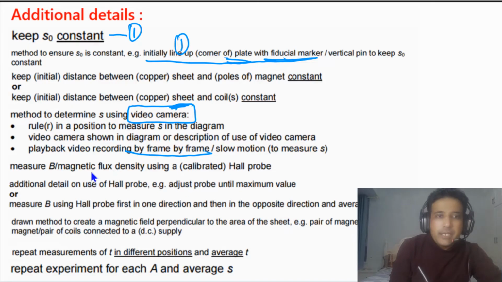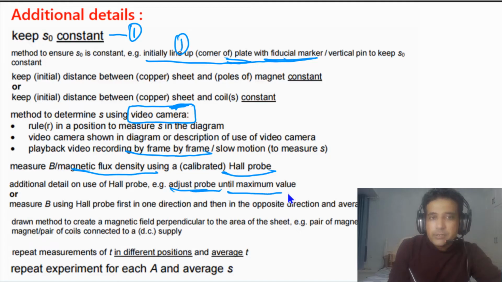And measure B, the magnetic flux density, using a calibrated Hall probe, you will get 1 mark. And also you have to mention adjust the probe until a maximum value is obtained. So you can also talk about the magnetic field perpendicular to the area of the sheet. You can also mention a horseshoe magnet. You can talk about a pair of magnets. 1 mark for that part. But you only need 5 marks from here.